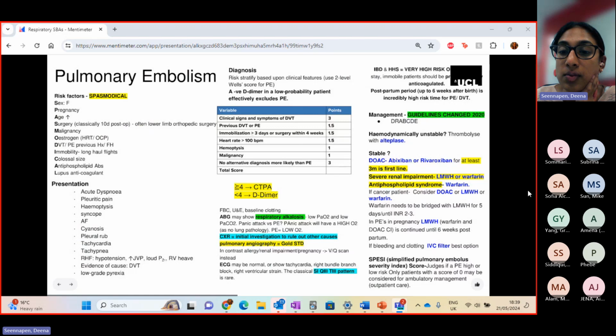And then in terms of management, DOACs are really the first line now. They've really revolutionized PE clot prevention, and only in severe renal impairment do you consider low molecular weight heparin or warfarin. And then there are some contraindications for DOACs. In pregnancy, DOACs are contraindicated, and you always use low molecular weight heparin. The same goes for antiphospholipid syndrome, where you'd use warfarin. So these are the main bits that you need to remember if you're thinking about management.